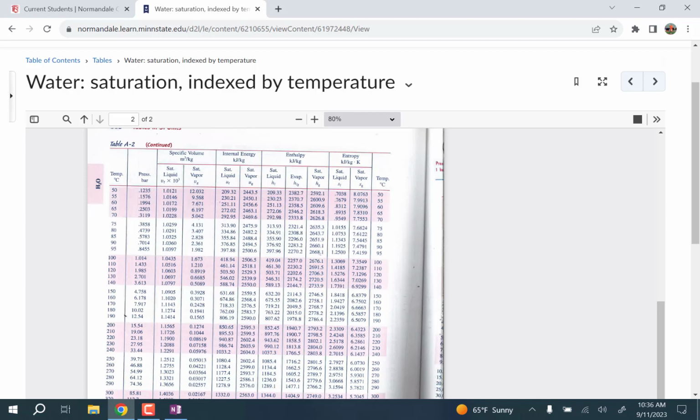Then go to internal energy. Everything in these tables is specific values, not extrinsic values, because we don't know the amount of the material we're talking about. Go over here at 60. So for the saturated liquid water, we have 251.11 kilojoules per kilogram. For the saturated vapor water at 60, we have 2456. The units are all listed above.